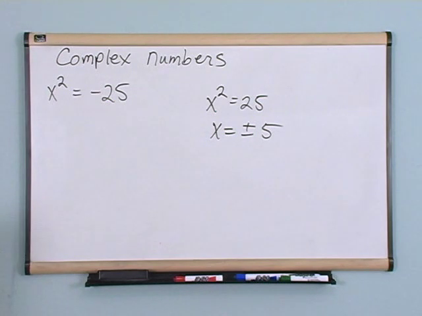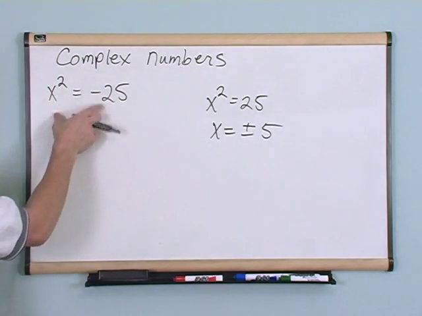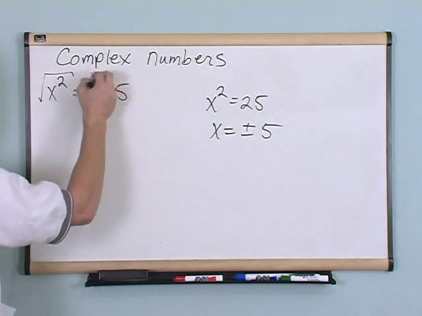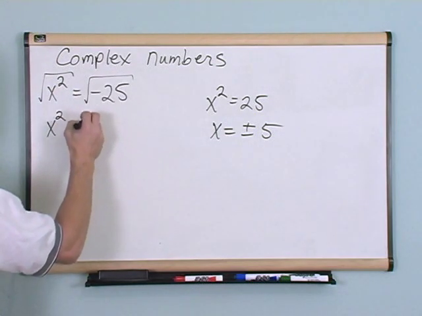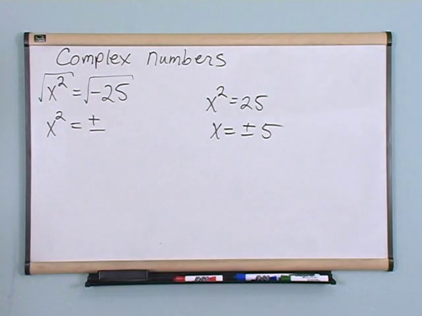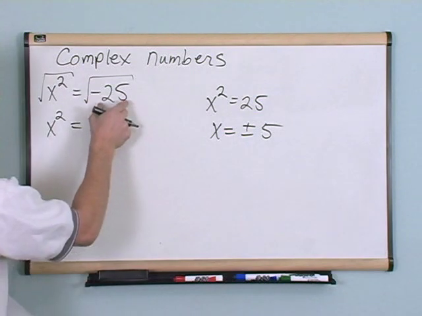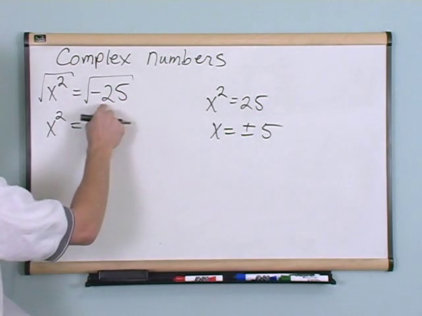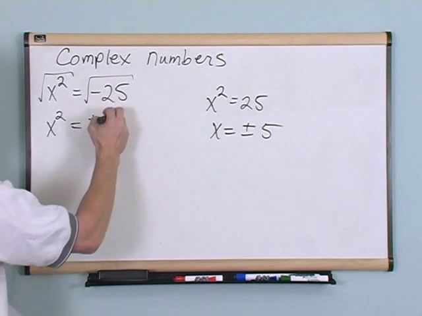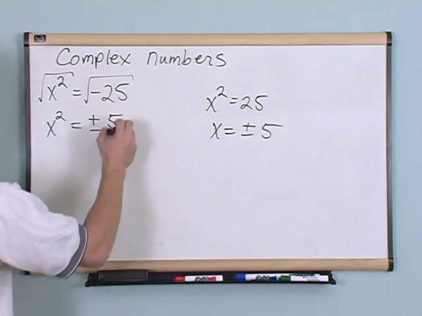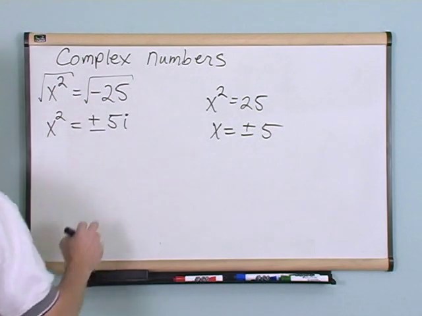Okay, let me write something down on the board, and then we'll talk about it and understand why it's useful. The answer to this problem: if you take the square root of this side and the square root of this side, we get x equals plus or minus, because we always have to have a plus or a minus anytime we put a square root around something. You take the square root of whatever is under here, neglecting this negative sign altogether. So the square root of 25 is 5, but then you put i after it.